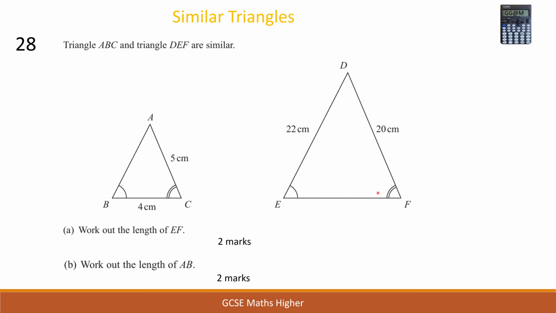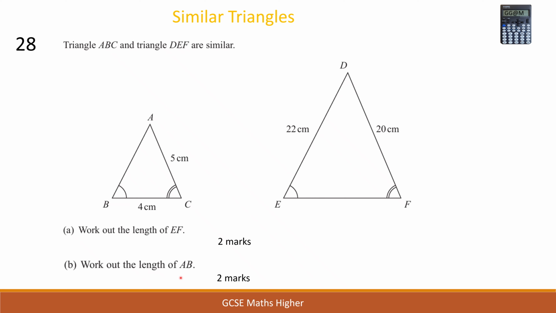So E to F is this distance down here, and you're told that the small one is 4. So when they're similar, it means what you do to one side becomes the same on the other. So what do you do to 5 to get 20? You multiply it by 4. So this big triangle is 4 times bigger than the small triangle. So if this distance is 4, if you times it by 4, will give you the length EF.